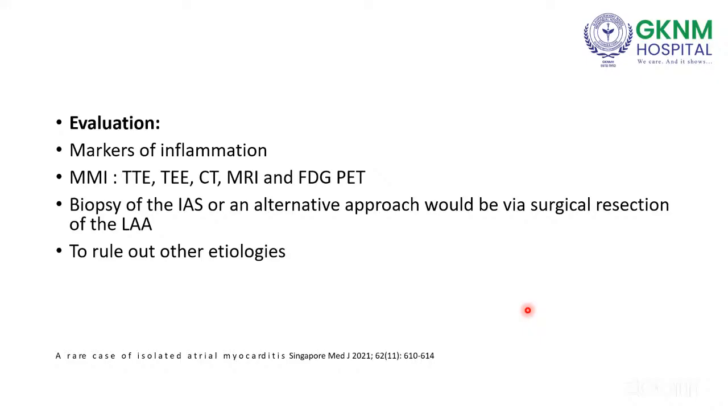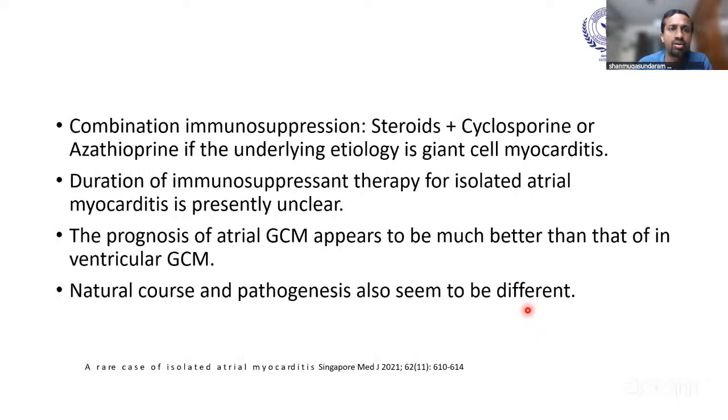Biopsy had been done. There were reported cases of intraatrial septal biopsy, which yielded the diagnosis. Obviously, we need to rule out other etiologies like malignancies, sarcoidosis, lymphoma, or anything infiltrating the atrial endocardium. The reported treatment was immunosuppression, either steroids alone or steroids with immunosuppression. And the duration of immunosuppression is not very clear because it is a rarity.